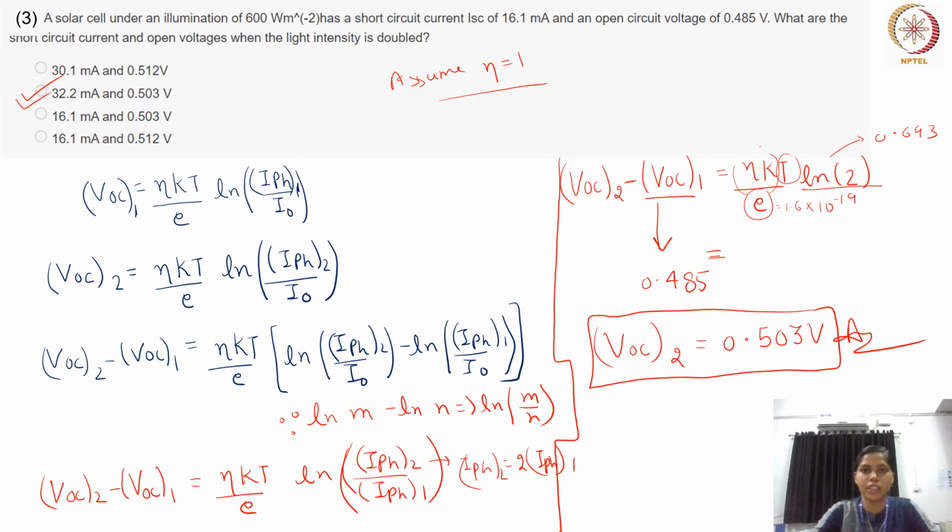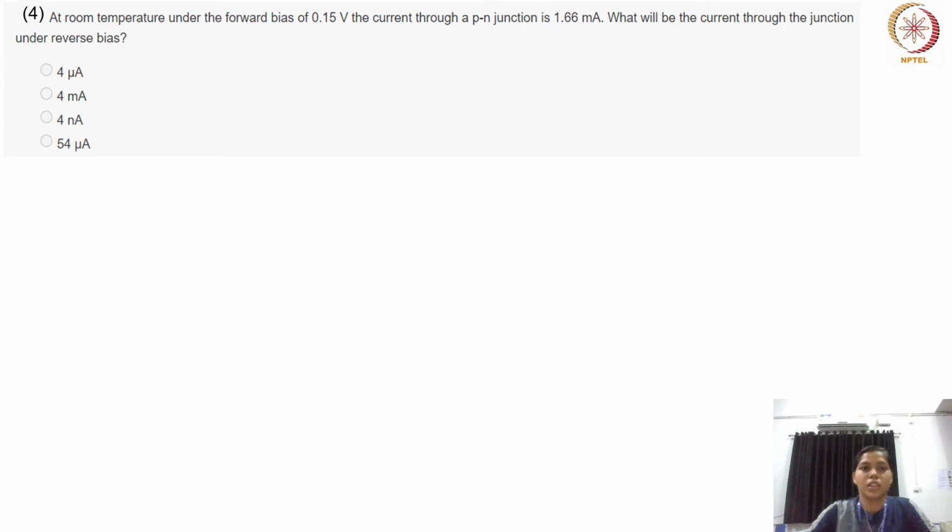So now let's move on to the next question. The next question is that at room temperature under forward bias, the voltage value is given through a PN junction and the current value is also given. So what will be the current value through the junction under the reverse bias condition? We know that the expression for reverse bias is given by I equals I naught e raised to the power minus EV divided by eta kT.